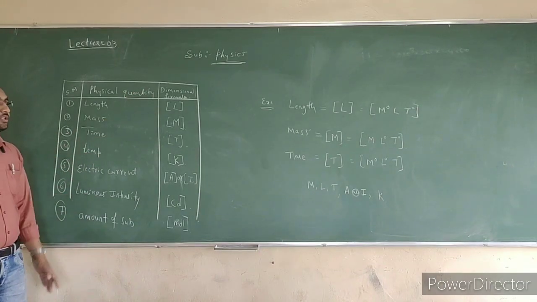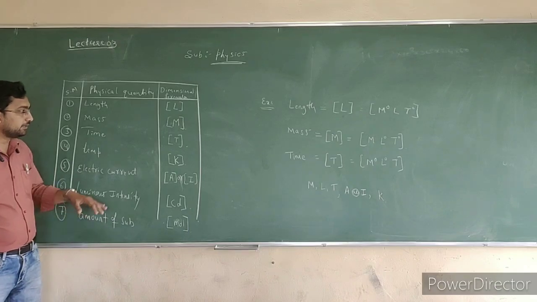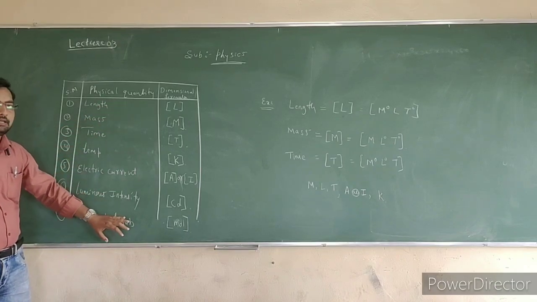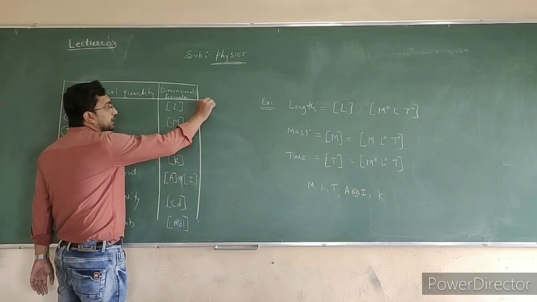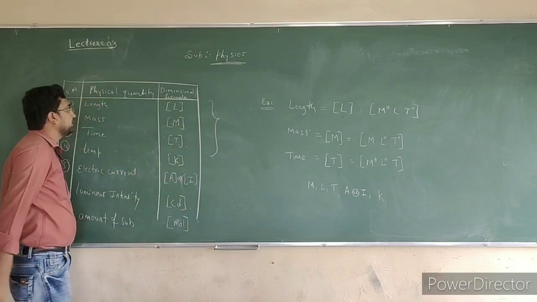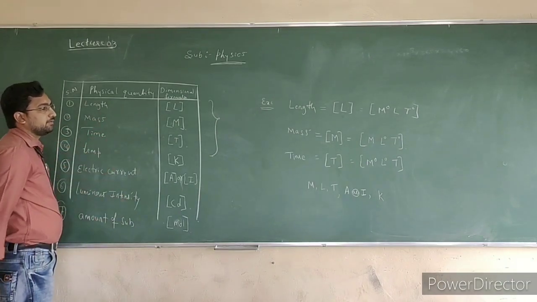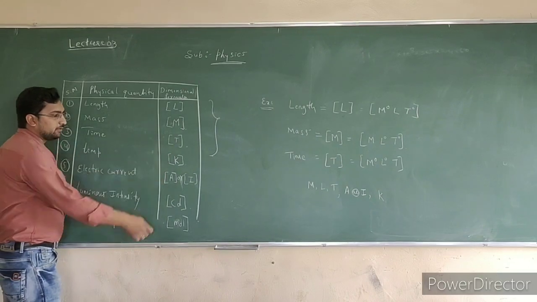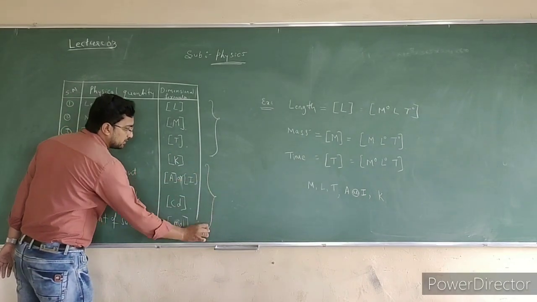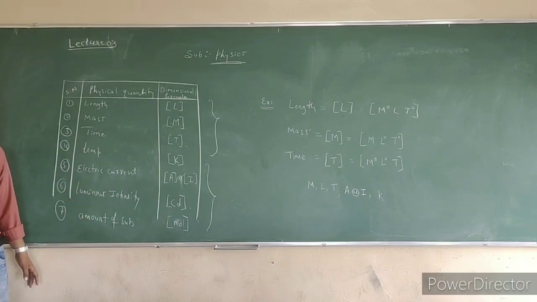So dimensions means that every physical quantity is expressed in terms of powers of these fundamental physical quantities. For the first three, length, mass, and time, we use the dimension formulas L, M, and T, and for the remaining four quantities we use the SI units of those physical quantities.